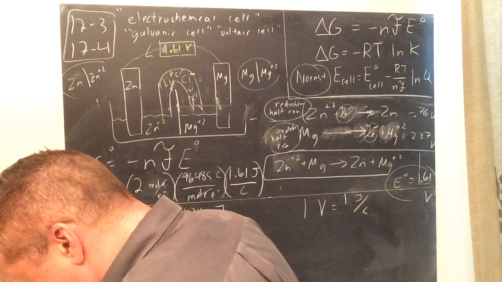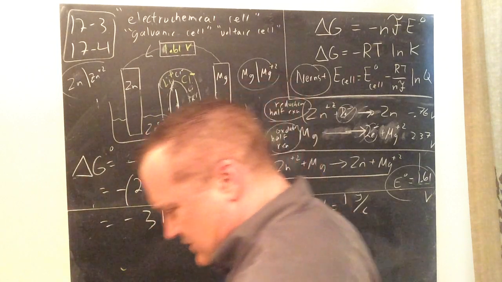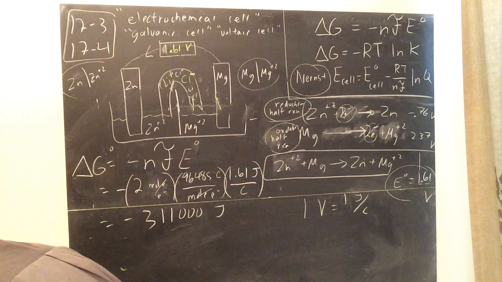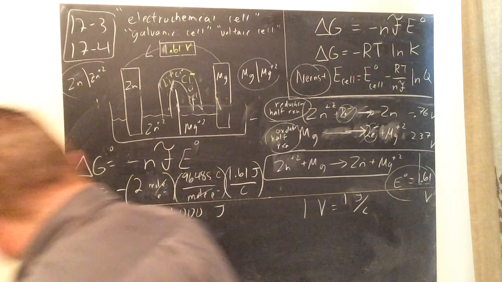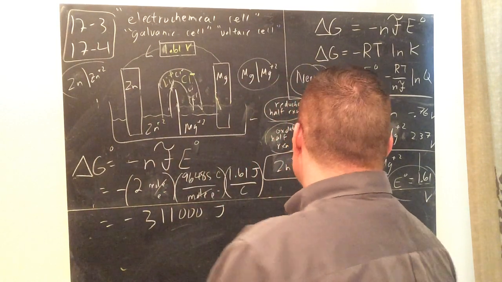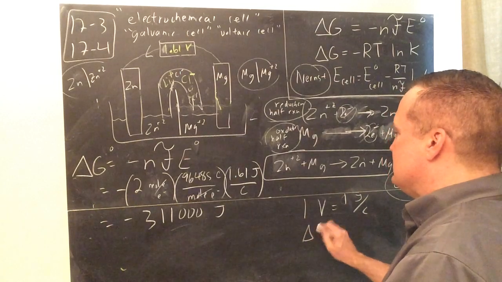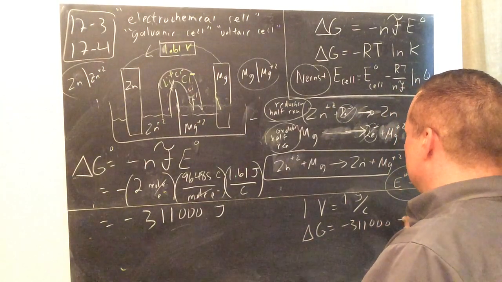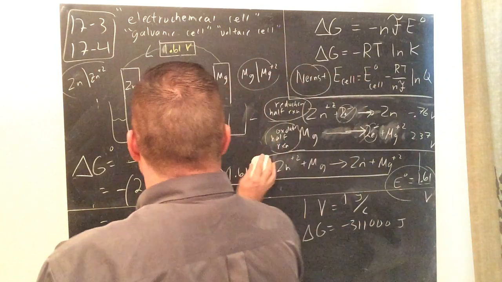296,588. Wait, did I do something wrong? Oh, no, I did it right. Okay, now, next question. It says, determine the value of the equilibrium constant K for the cell. Now, delta G equals negative 311,000 joules. I'm going to remember that because I'm going to erase this and show you this.